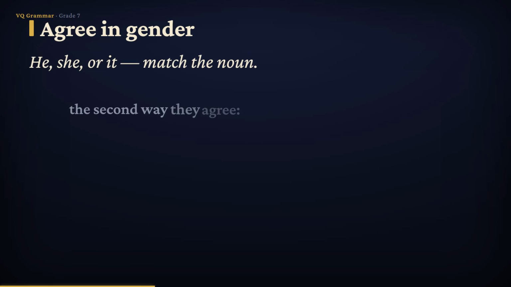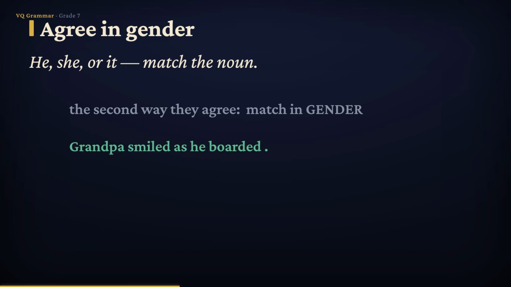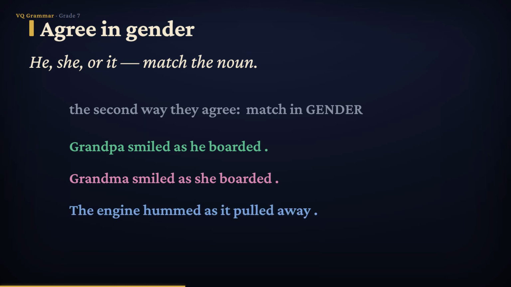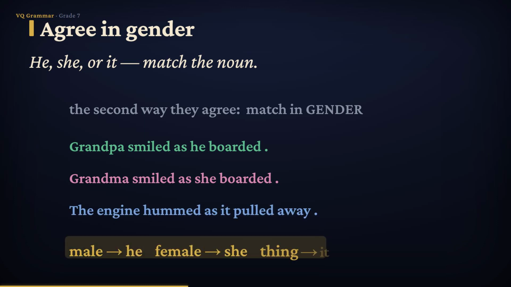The second way a pronoun agrees with its antecedent is in gender. If the antecedent is male, we use he, him, or his. If it's female, we use she, her, or hers. And if the antecedent is a thing or an animal we don't name, we use it or its. Listen. Grandpa smiled as he boarded the train. Grandma smiled as she boarded the train. The engine hummed as it pulled away. Each pronoun matches the gender of the noun it stands for, so the sentence feels natural and correct.